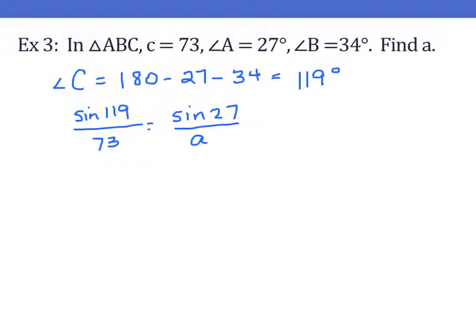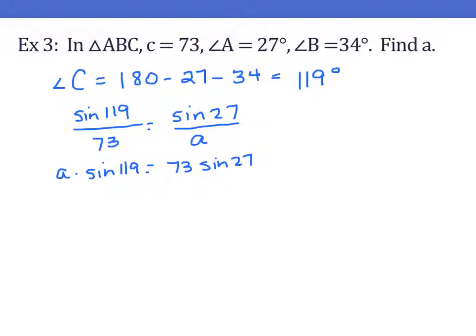Okay, so I'm going to cross multiply this. So I have A times sine 119 equals 73 sine 27. The temptation for some people is to try to multiply the 73 by sine 27. Sine 27 is its own number, so don't do that.